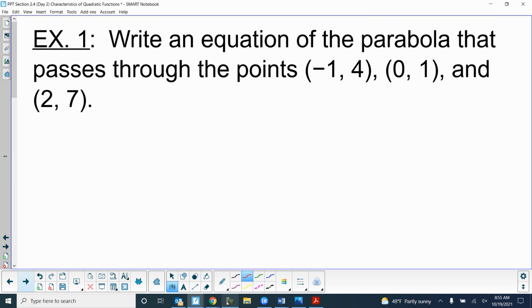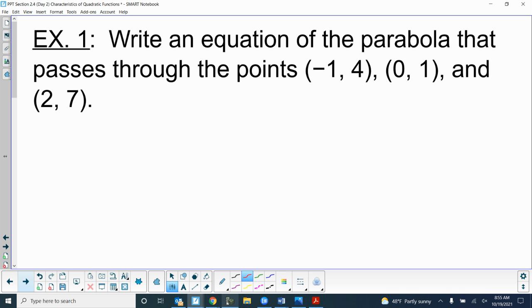All right, so it says write an equation of the parabola that passes through the points. There's a way to do this by hand. I'm not going to make you learn the by hand way. I'm just going to show you how the calculator can do it for us. So here's what we do.